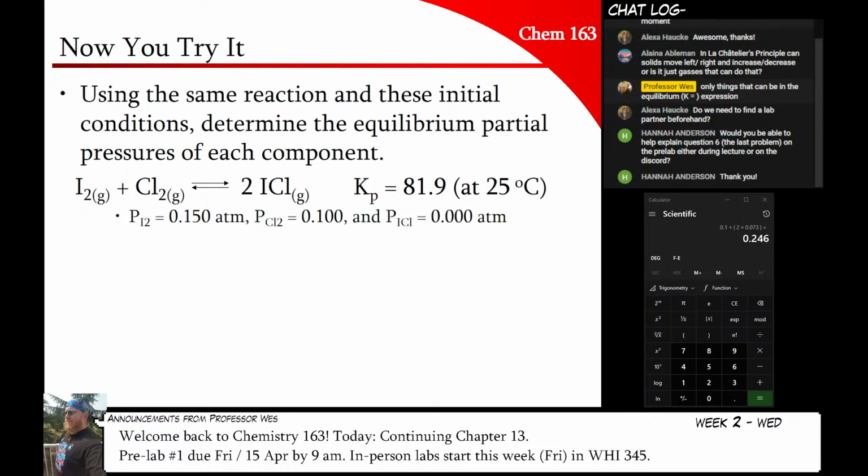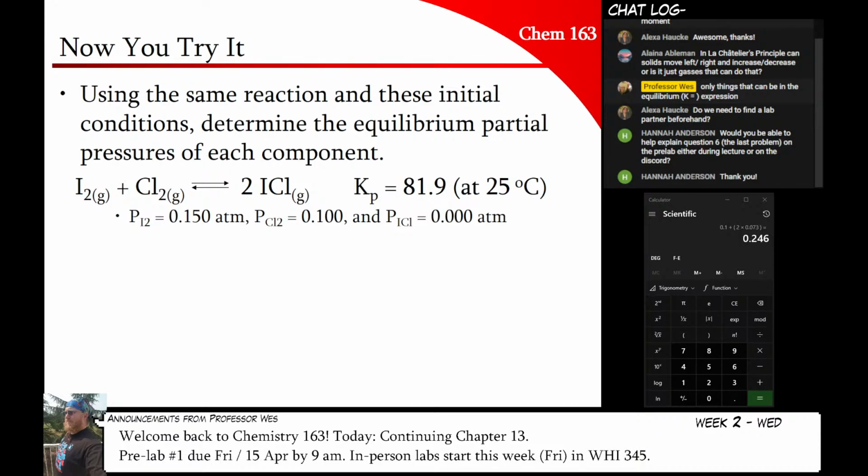So I have one more problem for you to try, and then we're going to go on to the next topic. So go ahead and try this. It's the same problem, but I've just changed up the numbers. You should already have an ICE table, so you could just copy it down again, rewrite all the numbers in there, plug it in Wolfram Alpha, and then tell me what your concentrations are. Or, I'm sorry, your partial pressures at equilibrium.